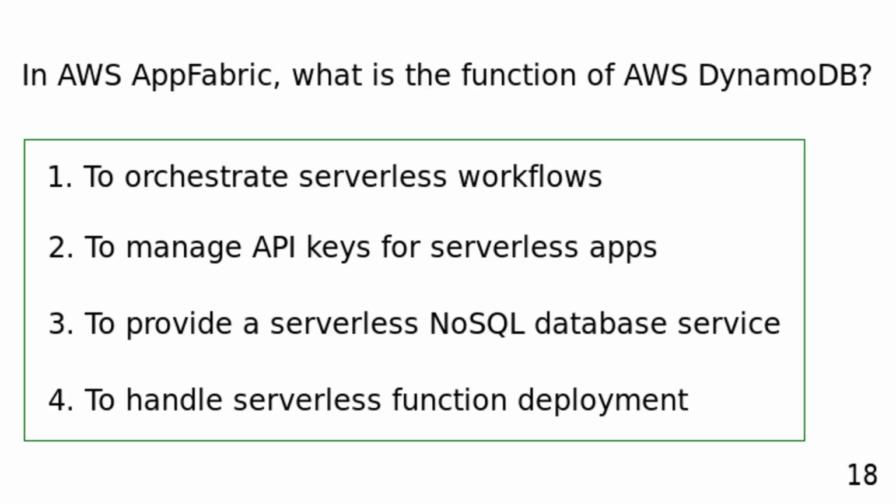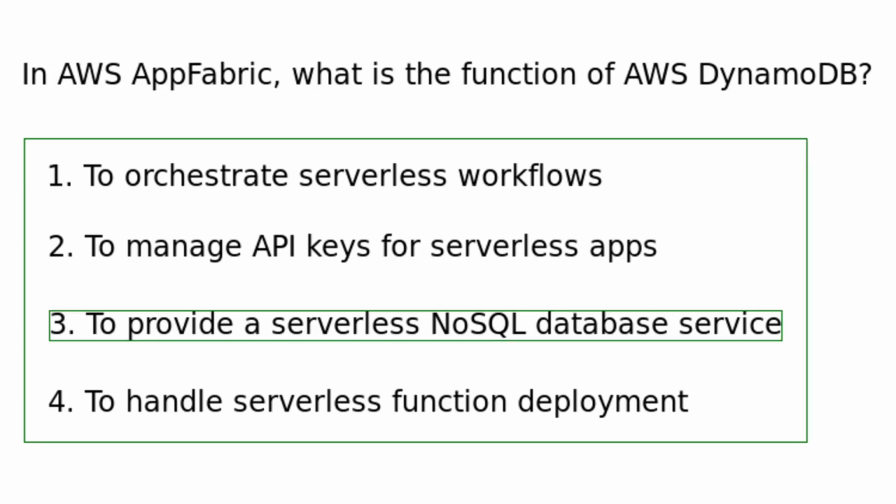In AWS AppFabric, what is the function of AWS DynamoDB? To orchestrate serverless workflows. To manage API keys for serverless apps. To provide a serverless NoSQL database service. To handle serverless function deployment. AWS DynamoDB within AppFabric is a serverless NoSQL database that delivers consistent, single-digit millisecond latency, making it ideal for serverless applications that require fast, flexible data storage.